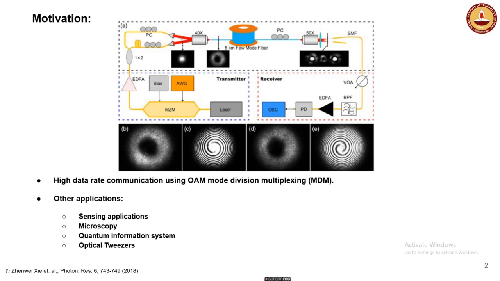Light possessing orbital angular momentum, in short OAM, offers a viable alternative to address the crosstalk issue. Such OAM modes are characterized by an azimuthally varying phase with an intensity null at the center, corresponding to the phase singularity. Light beams with OAM are also useful in high-resolution microscopy, quantum information systems, and sensing.